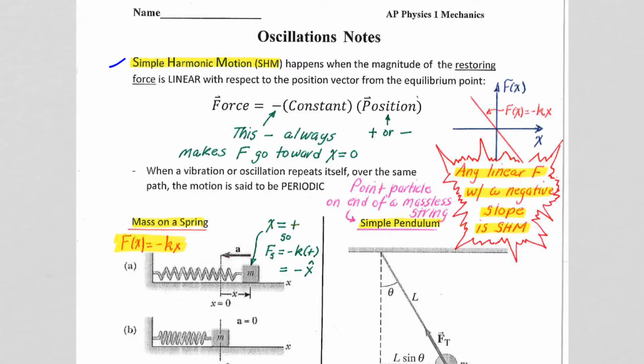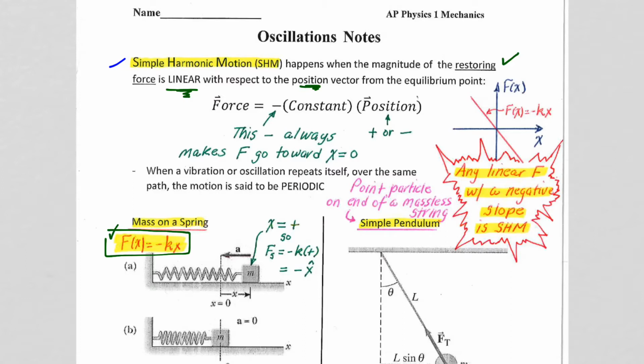But the first thing that we need to recognize about this type of motion is that it only occurs when you have a restoring force that is linear with respect to the position of the object that is oscillating. And we've seen this force. That's our Hooke's law spring force down here, which I'll get to more in a moment.